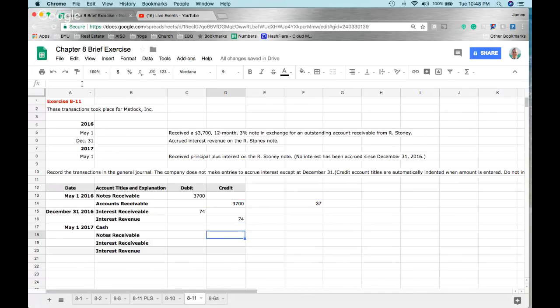So that would be interest revenue would be 37. Interest receivable would be 74 to balance out the interest receivable on the debit side. We have to do it on the credit side. And then notes receivable would be for the full amount of 3,700.